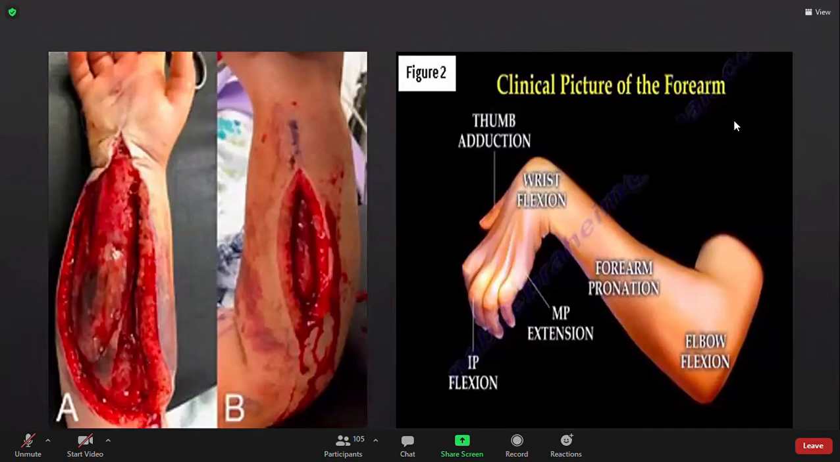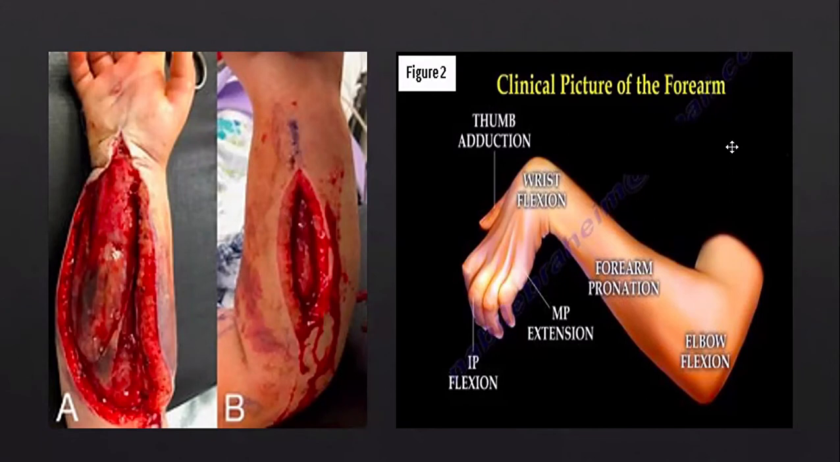So this is the deformity in a patient with Volkmann's ischemic contracture. There is flexion of the interphalangeal joints, extension of the metacarpophalangeal joints, flexion of the wrist joint, adduction of the thumb, pronation of the forearm, and flexion of the elbow. I think that's the end of the slide.